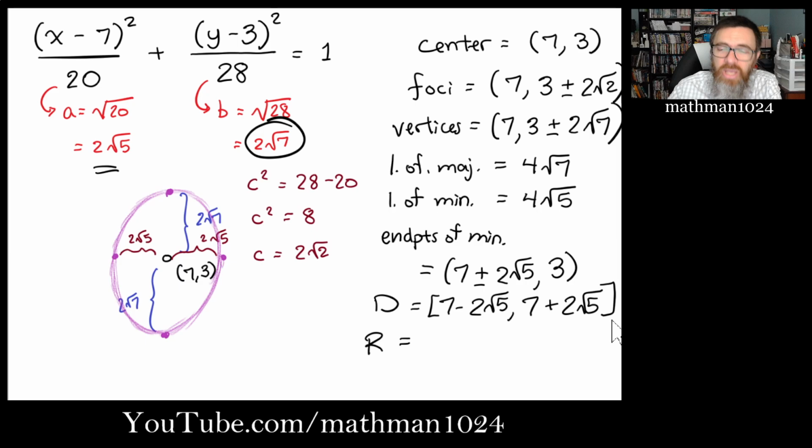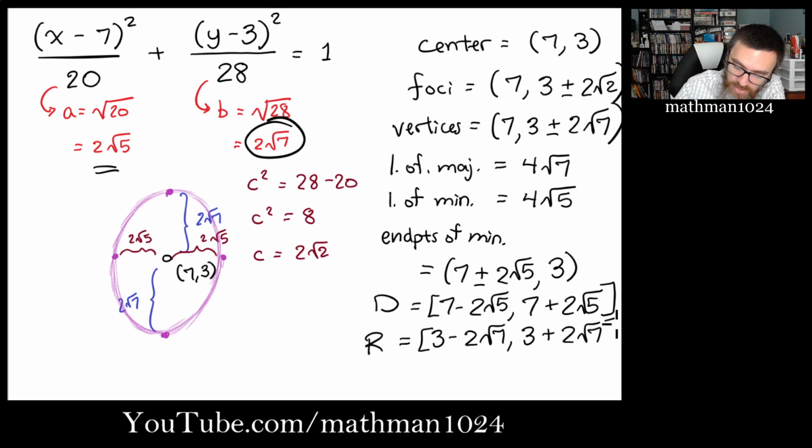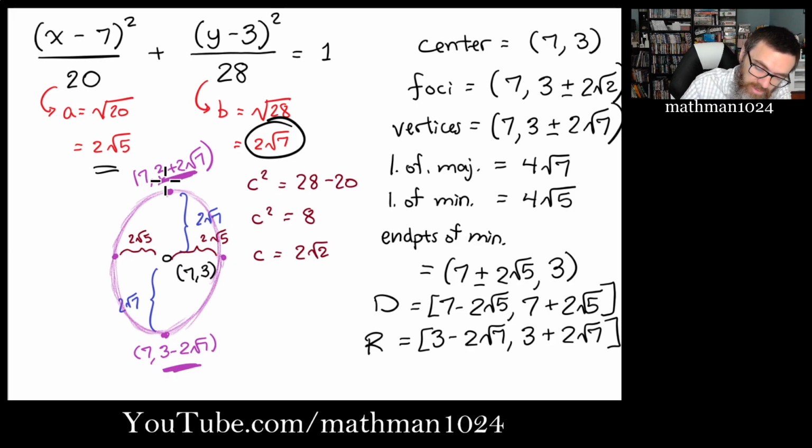For the range, since the range is affected along the major axis, we look at the vertices here. So the lowest we get is 3 minus 2 square roots of 7. And the highest is 3 plus 2 square roots of 7. All right? So again, look at your picture. If you were to do these ordered pairs, this one down here is 7, comma, 3 minus 2 square roots of 7. And the one here is 7, comma, 3 plus 2 square roots of 7. Right? So our range goes from here at the bottom to there at the top.